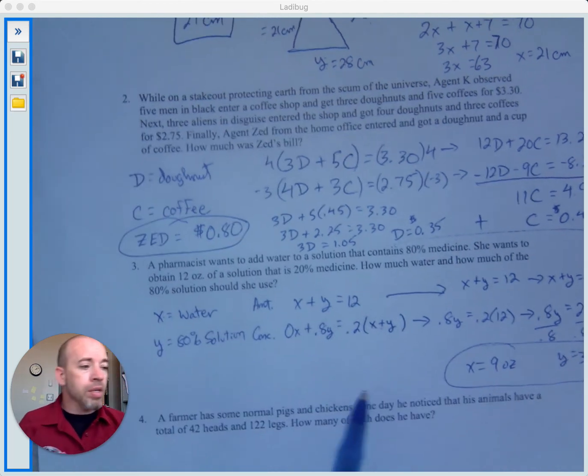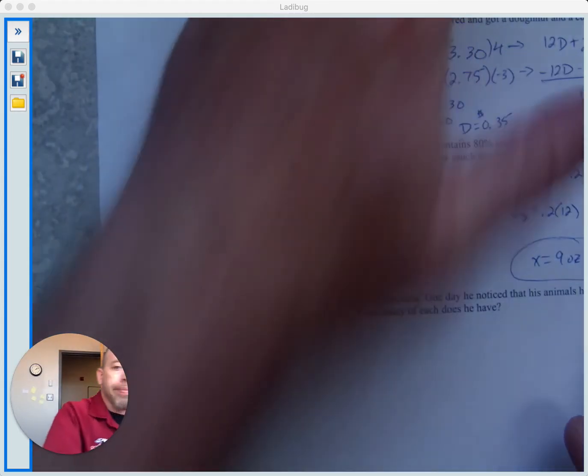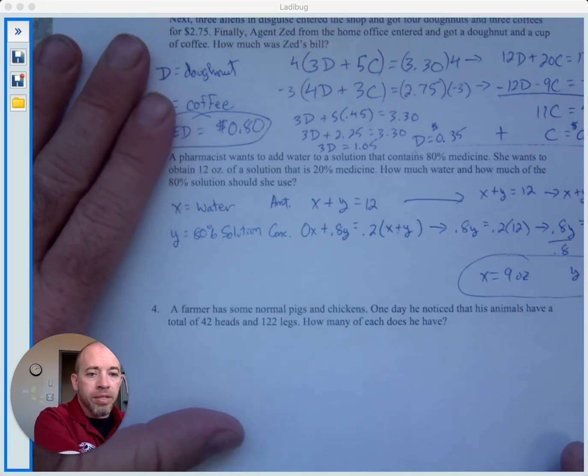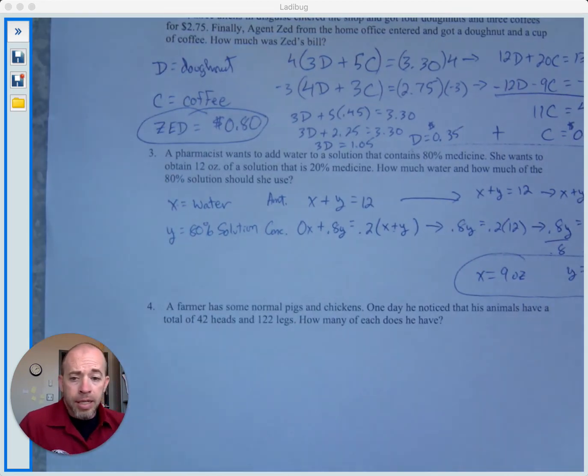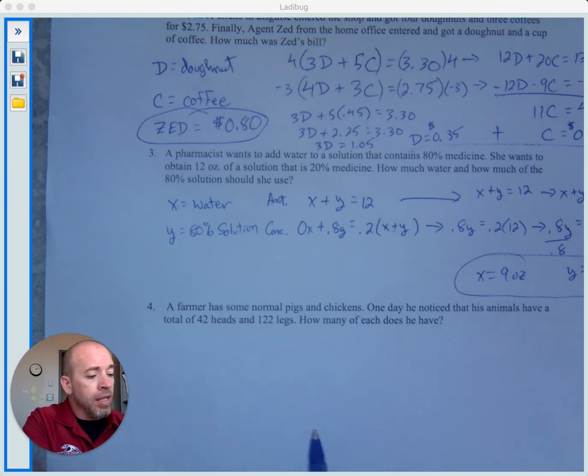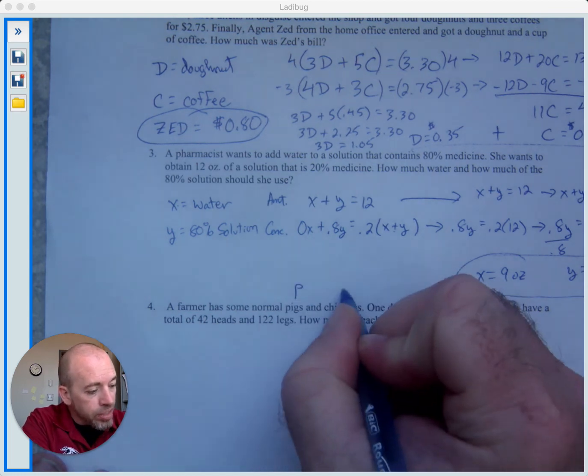All right, we have one more to look at here, and this one is kind of a fun one, I think, maybe. So a farmer has some normal pigs and chickens. I say normal because we want to assume they all have a head, and they all have the appropriate number of legs. One day he noticed that his animals have a total of 42 heads. Well, since every animal has a head, I'll use P for pigs, C for chickens.